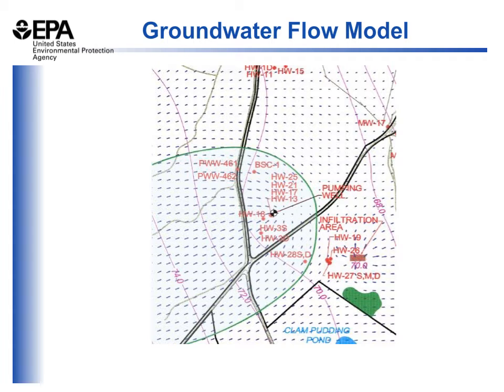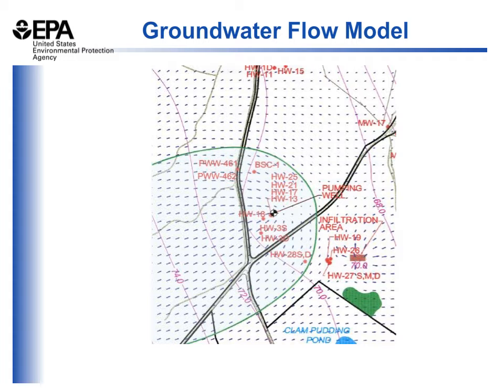Here we show the use of a groundwater flow model, a computer model that's been used to map this zone of contribution. And in effect, the computer is simulating the effects of the pumping of the well and how that changes the natural water table within this area.